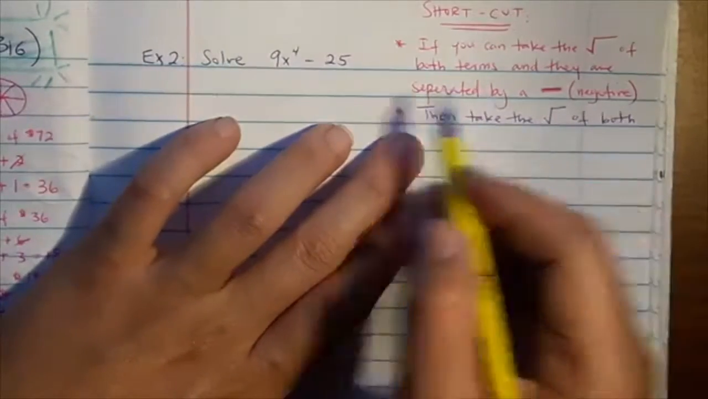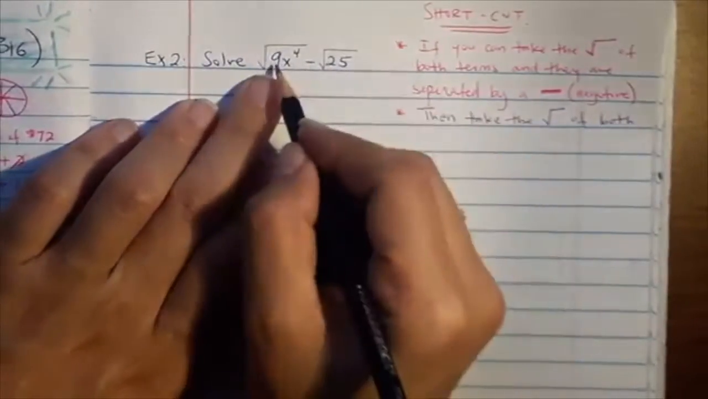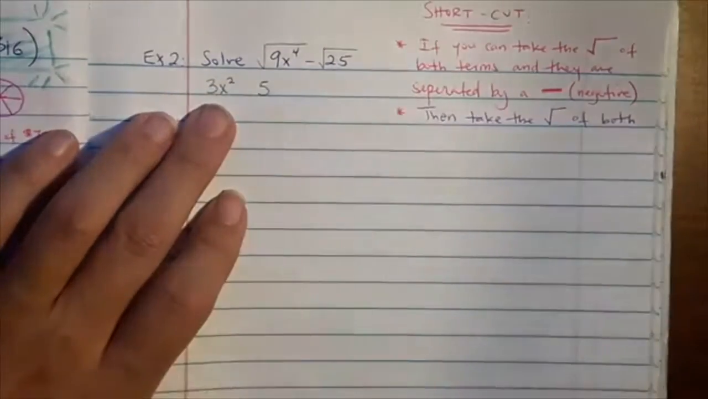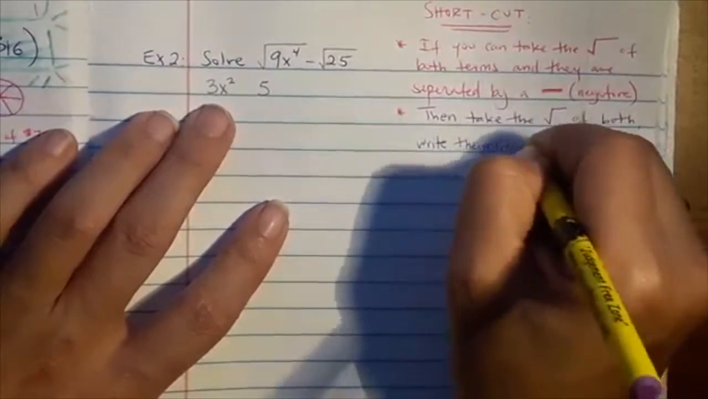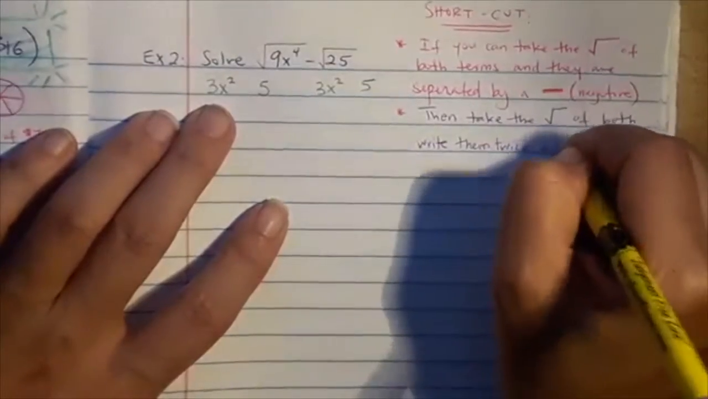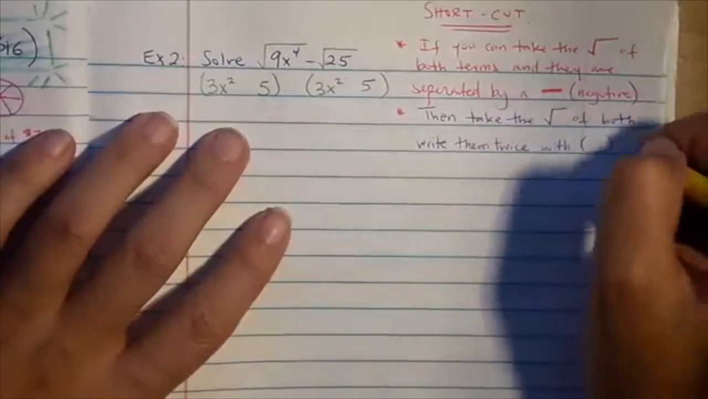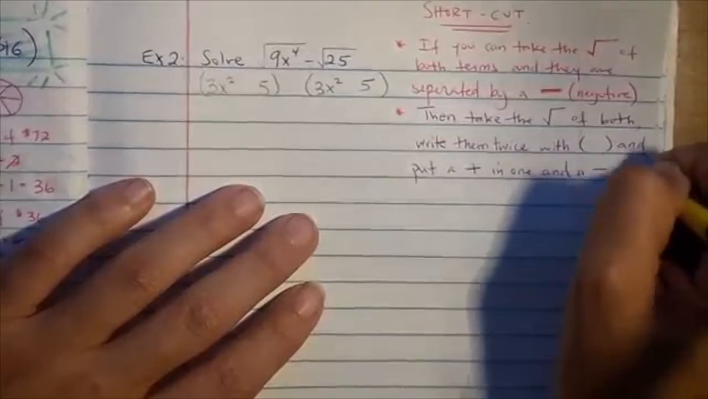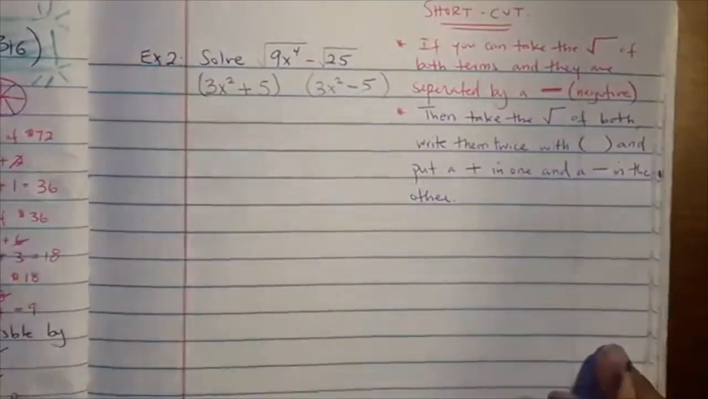Shortcut, color it in. So what's the square root of 9x to the fourth power, and the square root of 25? So the square root of 9 is 3. The square root of x to the fourth power is x squared. Square root of 25 is 5. So take the square root of both terms, write them twice with parentheses. So I'm going to write it again with parentheses, and put a plus in one and a minus in the other. And that's it. That's the shortcut.